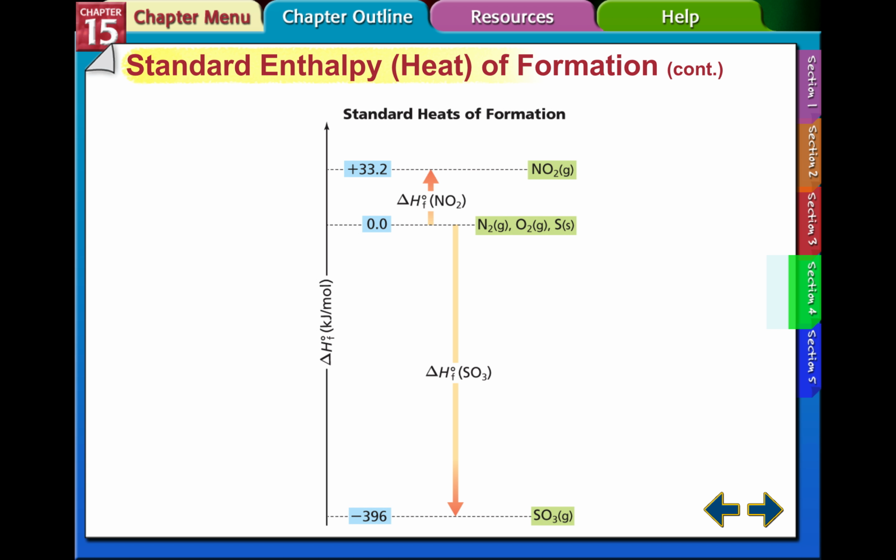So for example, in this chart, we have nitrogen, oxygen, and sulfur in their standard state. In order to form nitrogen dioxide, energy has to be added into the system. That's why it's a positive. Energy can be released from the system if you have the formation of sulfur trioxide. That's the example right down here. So every single one's going to be unique.